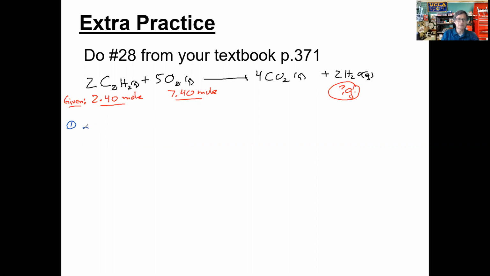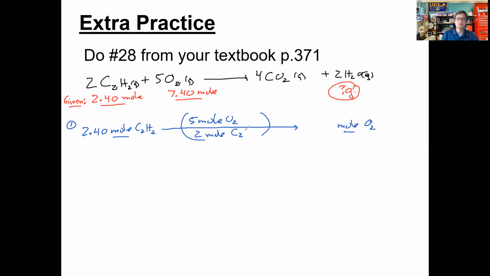So we're going to start out with the amount here for C2H2, and we're going to solve for the amount of O2 that we will need. So this is the calculated amount of O2. This is a mole to mole conversion, folks. We only need one conversion factor, which is the mole ratio, 5 moles of O2 over 2 moles of C2H2. We plug that in and we get our answer as 6 moles.